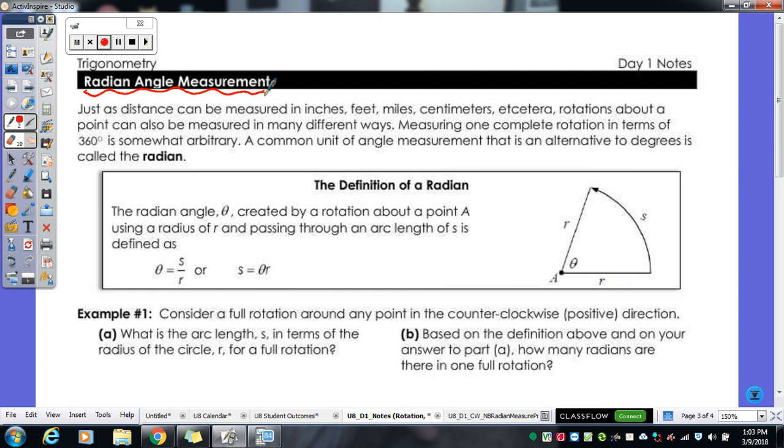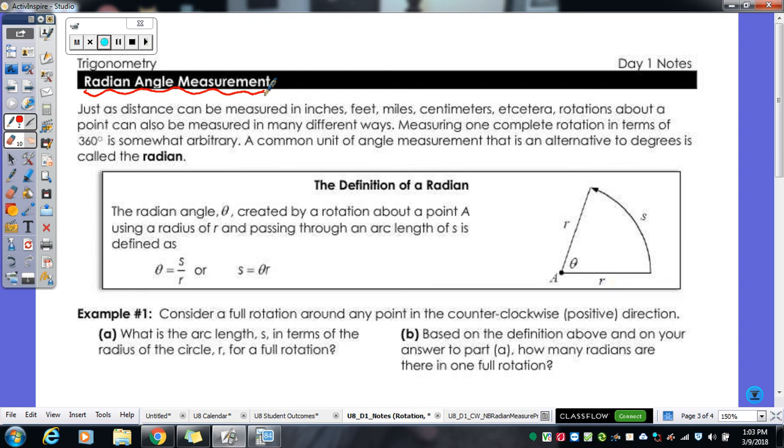Radian angle measurement. All radians is, it's just another way of measuring your angles. We're very used to degrees. We use degrees very often. Radians, as I said, just another way. And radians just connects your angle to the arc that it cuts off, because it makes a little full circle. So just as distance can be measured in inches, feet, miles, centimeters, etc., rotations about a point can also be measured in different ways. Degrees and radians are the most common ones. So a common unit of measurement, radian.